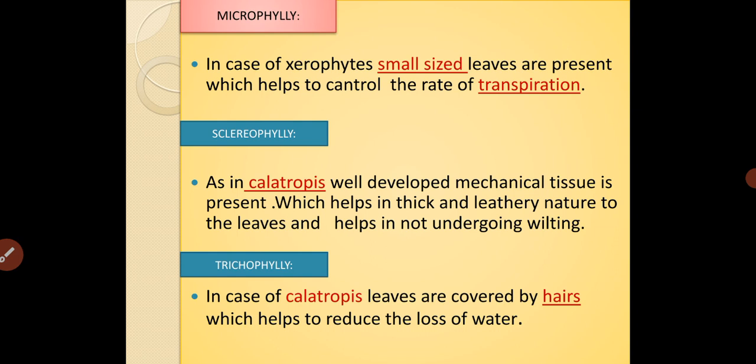Trichophily. In case of Calotropis, tricho refers to hairs, phyly refers to leaf. Therefore, in case of the Calotropis, hairs are present on the leaf surface which also helps to reduce the loss of water.